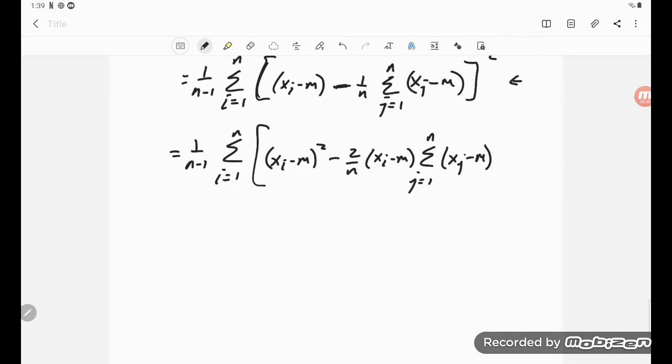And then plus 1 over n squared, and we have the sum, j equals 1 to n of xj minus m. Well, I better put some parentheses around this. Oops, not squared there, sorry. Parenthesis around that, n squared. And then the close of the square parenthesis.